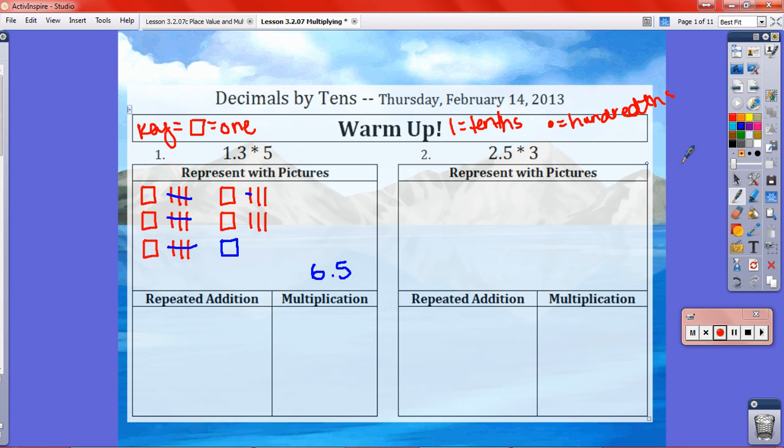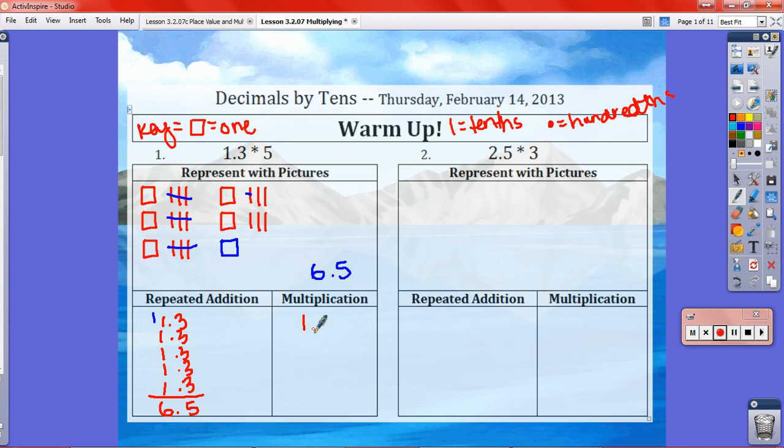With repeated addition, that's 1 and 3 tenths plus 1 and 3 tenths, and so on. 3, 6, 9, 12, 15. Carry the 1. That 1 that we carried is the same as the 1 new whole that we made. And then there are 6 wholes.